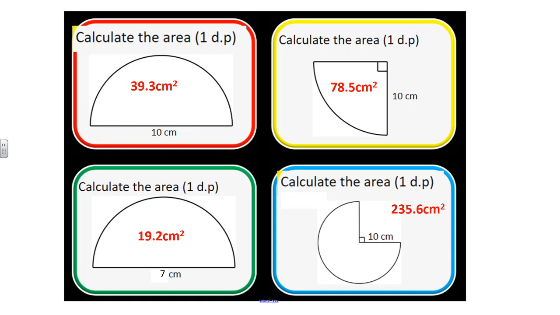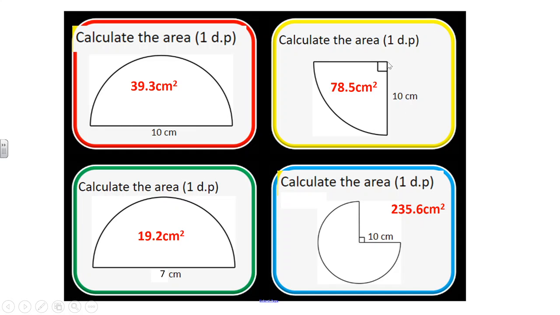Okay, answers for these 4 questions are here. So this one, we should be doing pi times 5 centimetres squared first of all, because 10 is a diameter, so our radius is 5. And then to get our semicircle, we have to divide that answer by 2 to get 39.3 centimetres squared. If you've still got something like 78, then you forgot to divide by 2.